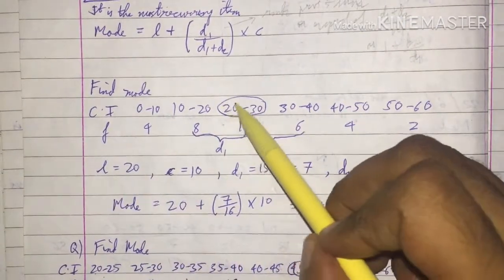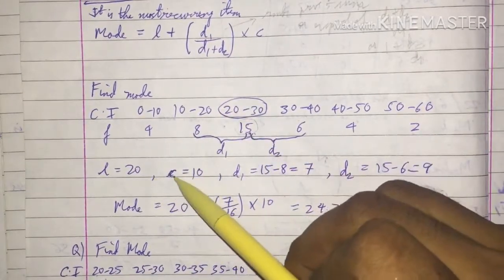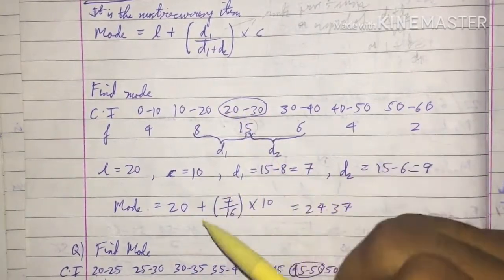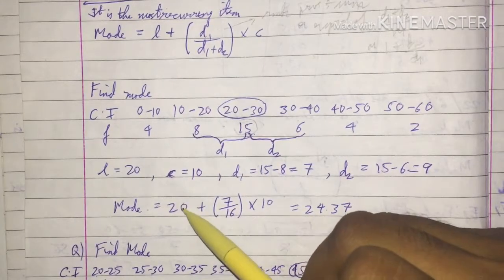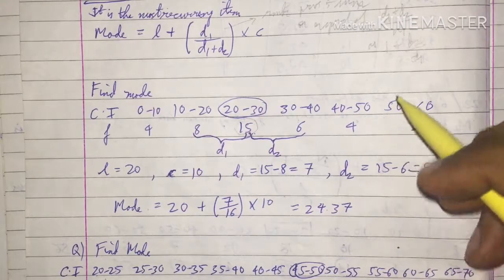L is the lower limit of the class interval having maximum frequency, so 20. C is the class size, 30 minus 20, which is 10. So mode is 20 plus 7 by 16 times 10, which is 24.37.